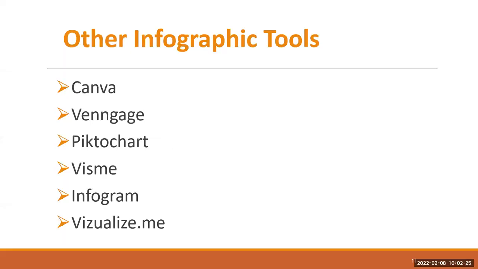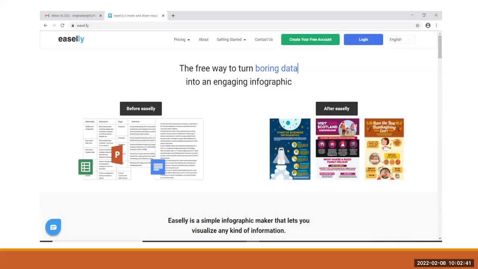The other tools available online are Canva, Venngage, Piktochart, Visme, Infogram, and VisualizeMe. These are some other online tools through which you can also create infographics. Now, first of all, I will show you some screenshots of the tool. Then later we will go live on the tool.